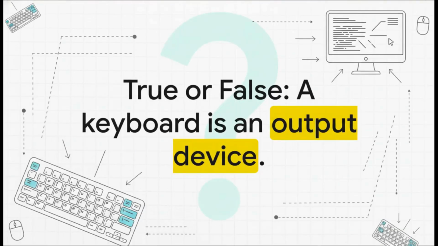Okay, here's a tricky true or false statement. Really think about this one. True or false? A keyboard is an output device. Think back to the very first concept we established at the start of today's explainer.